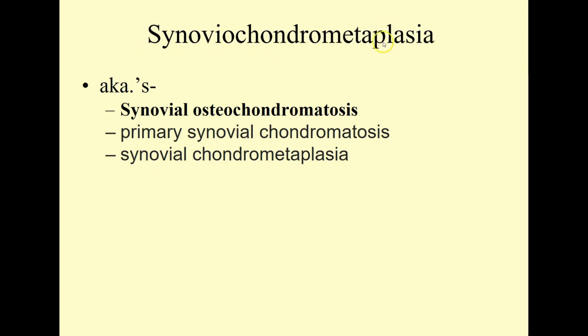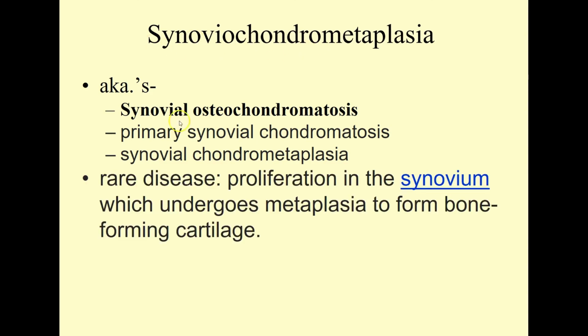We've got a change in tissue. We've got some hypertrophic change in the synovial lining, and we have kind of a chondral component to it. So overall considered to be a rare disease, proliferation in the synovium undergoes metaplasia, and we get bone-forming cartilage. Again, hopefully you can appreciate why this is a useful name and helps explain pathomechanics.